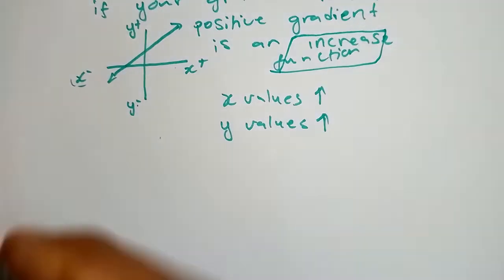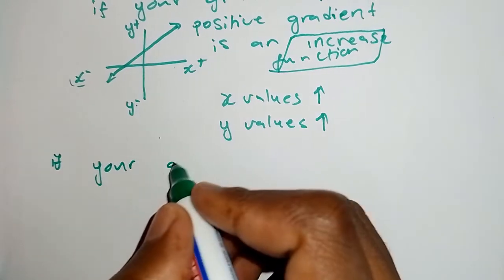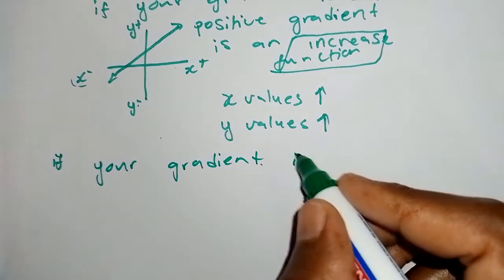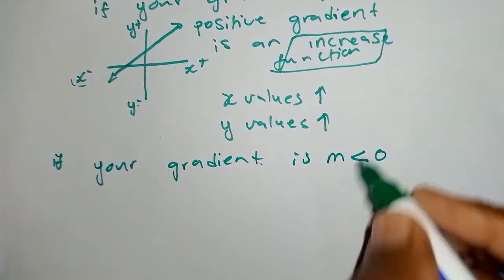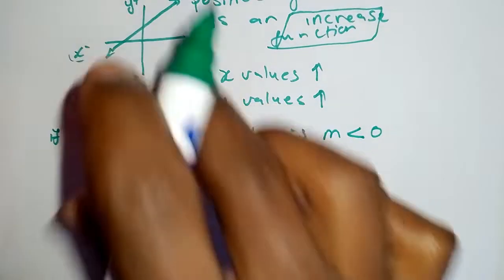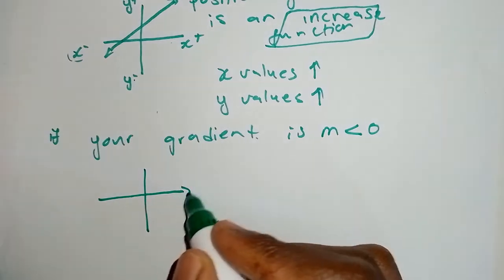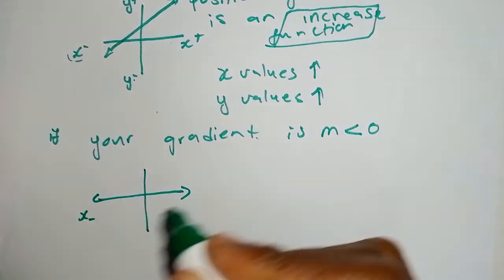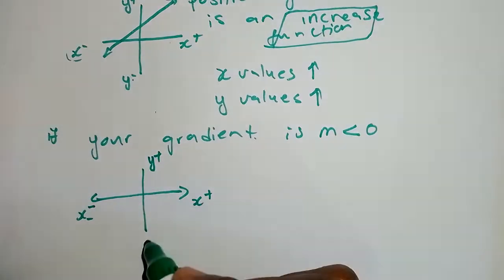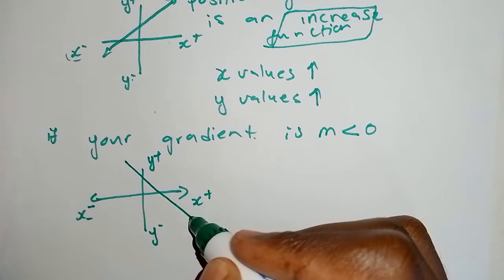Okay, now if your gradient m is less than 0, meaning your gradient is negative, then you're going to have the opposite of that. We're going to have a decreasing function. This is my x negative, x positive, y positive, y negative, right? This is the type of graph you will have.